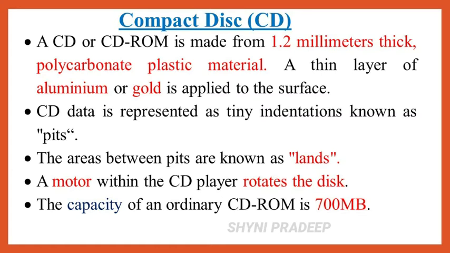Here one motor is available. That motor within the CD player rotates the disk. The capacity of an ordinary CD-ROM is 700 MB. You can store up to 700 MB of files.